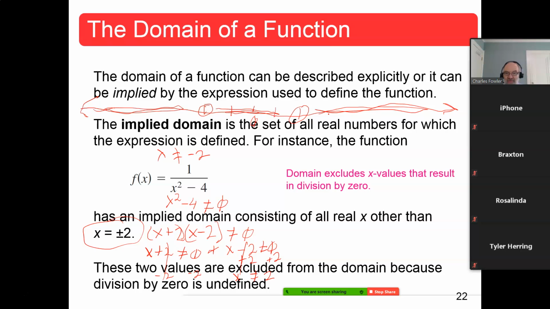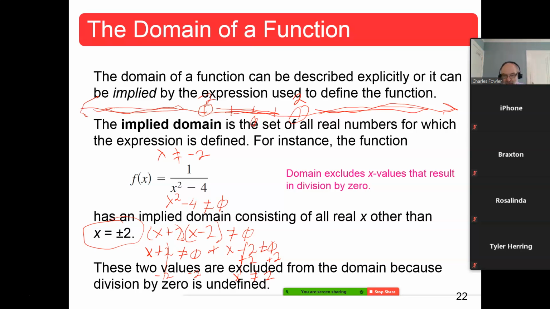The only two places that are not in the domain are at these two values, x equal negative 2 and x equal plus 2. All other numbers are good. Negative 1.999999999 is perfectly fine. Positive 2.000000001, that's perfectly fine. But 2.0, not fine, okay? And negative 2.000, not fine. Those two cannot be in there.